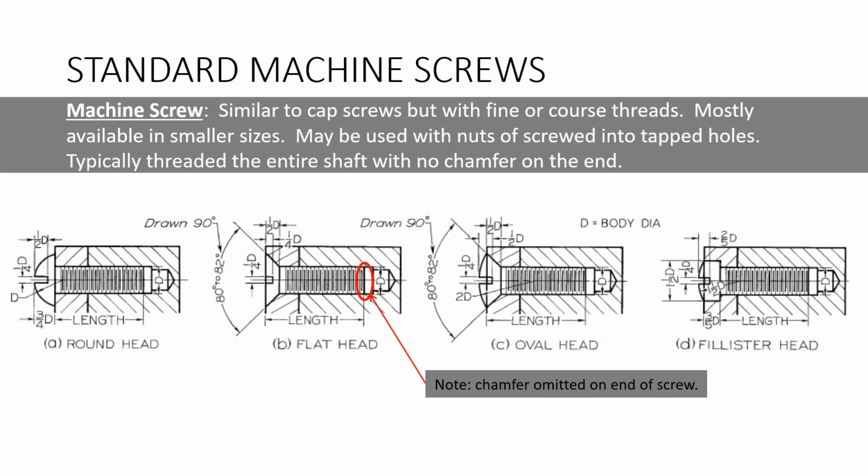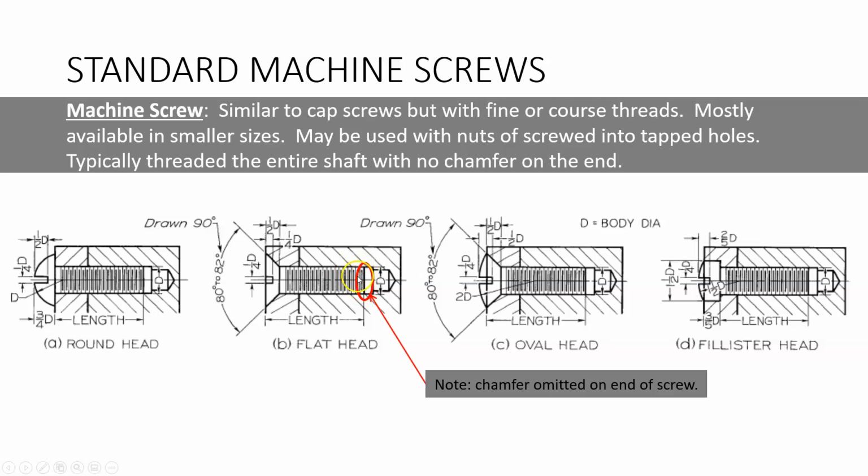Machine screws are very similar to cap screws, except that machine screws typically have fine threads. Okay, so the thread count is higher on these. Mostly they're also available in smaller sizes. All right, so here we have a round head machine screw, flat head machine screw, oval head, and Philister head.